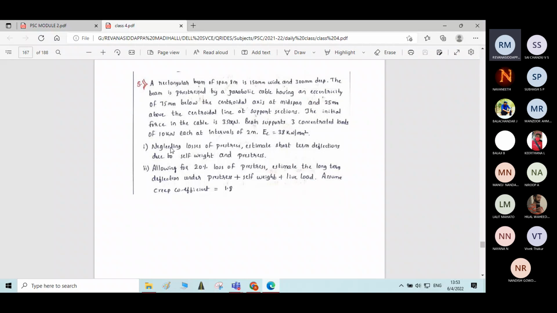You go through it. It is also a similar kind of problem as that of previous problems. A rectangular beam of span 8 meter is 150 mm wide and 300 mm deep. Cross-sectional dimensions are given. The beam is prestressed by a parabolic cable having an eccentricity of 75 mm below the central axis at midspan and 25 mm above the central axis at support sections. Okay, write the diagram.